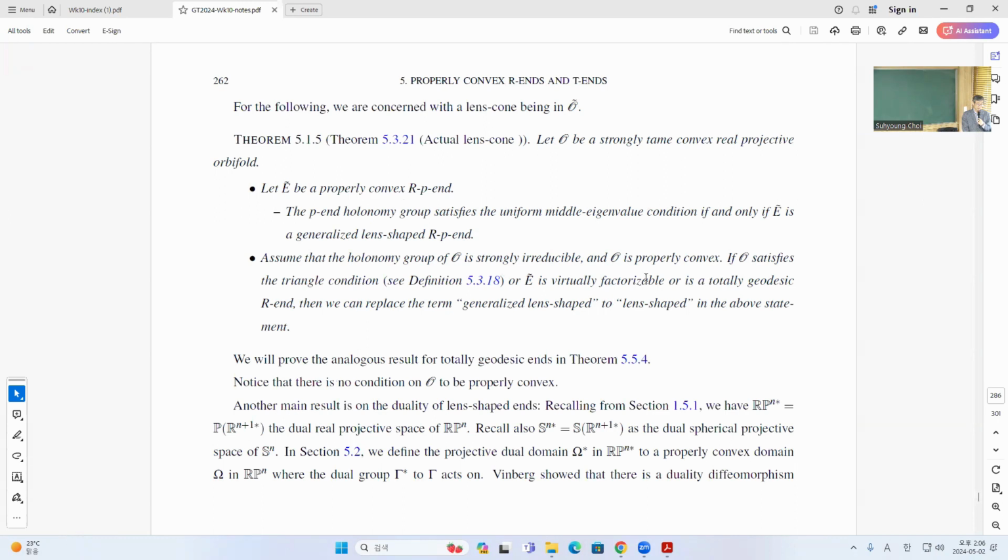But if it is virtually factorizable, like in the Benoit case, when there's a non-trivial virtual center, then of course you can actually do it with the lens. Yeah, so there's an improved lens. That's because in the virtually factorizable case, there's always a totally geodesic plane contained inside the lens. Okay, so that's something to be proved later.